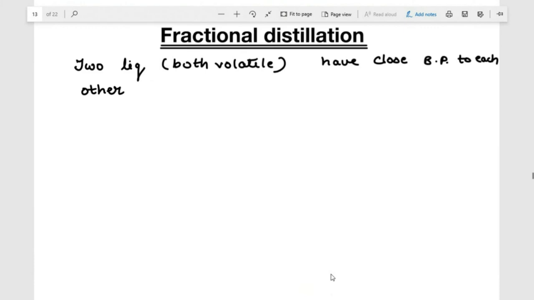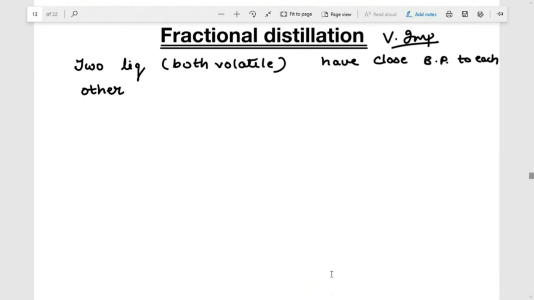This is a very important topic. We use fractional distillation when both the liquids have very close boiling points, I would say less than 25 degrees centigrade in general. Then we use fractional distillation. Why the word fractional distillation is there and all that, I'll discuss. I'm coming to that point, why this term is there.